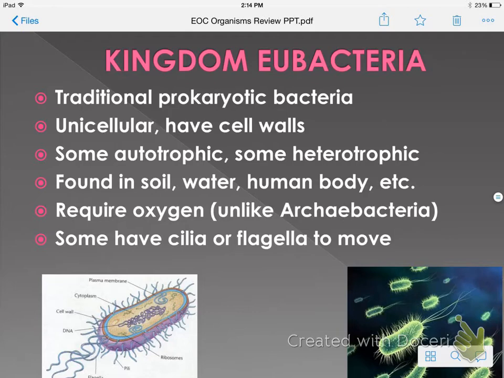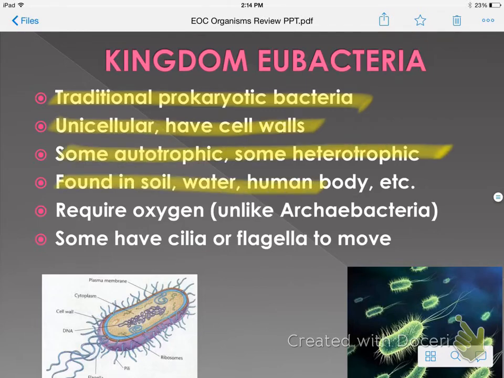Eubacteria is that traditional prokaryotic bacteria that you think of when you hear bacteria. They're also unicellular, although they have cell walls. They can be autotrophic or heterotrophic, and these are found in soil, water, the human body, your food. They do require oxygen, so they can't live in those crazy environments.